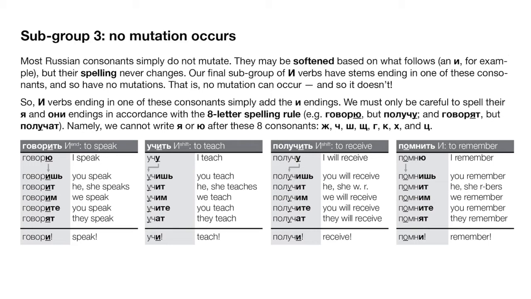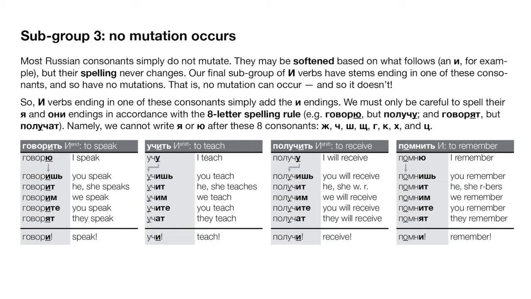Okay, учить, учу. There we write у basically because of the spelling rule, right? That's the way we could talk about that very easily. The 8-letter spelling rule tells us we can't write ю or я after any of those 8 letters, right? The 4 hushings, the 3 velars, г, к, х, or the odd man out, ц. Okay, so we end up with учу, учишь, учит, учим, учите, учат, учи.